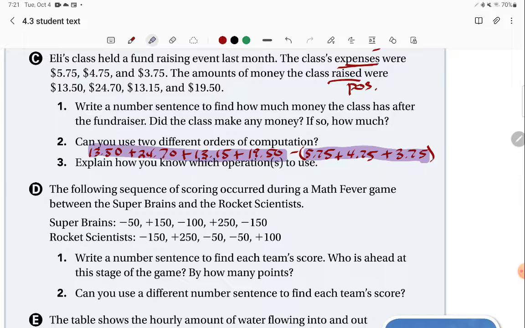And then on part C, explain how you know which operations to use. Well, here what I would do is add all of these together. Then that would give you a number. And then start adding left to right until you get here. Then you would subtract. Right, still following the order of operations, but doing what's inside the parentheses first.